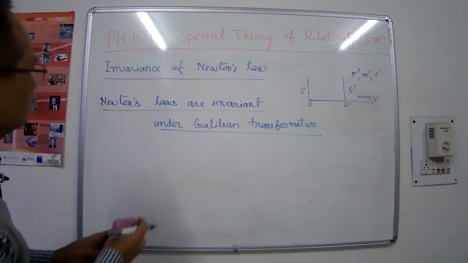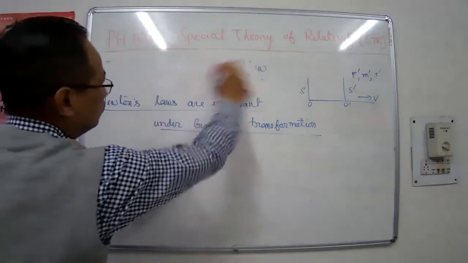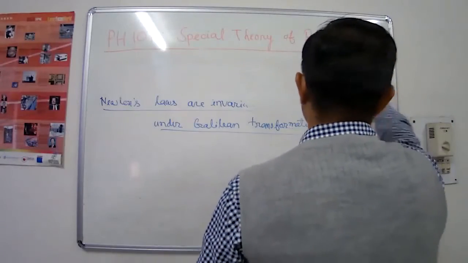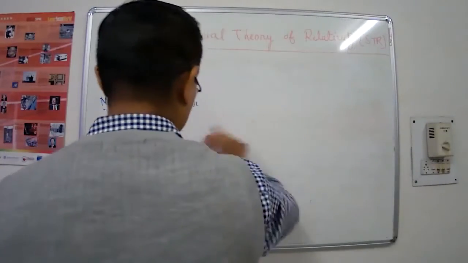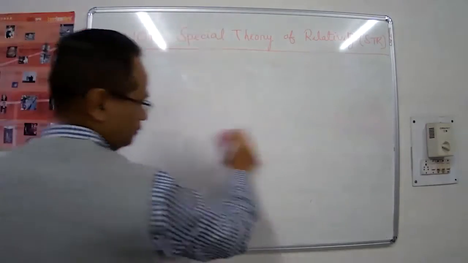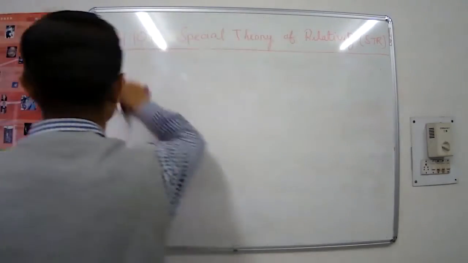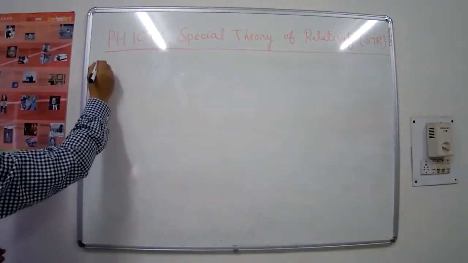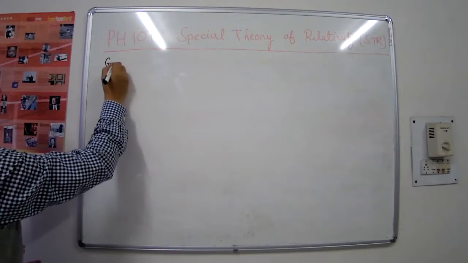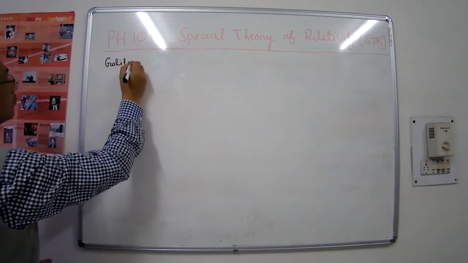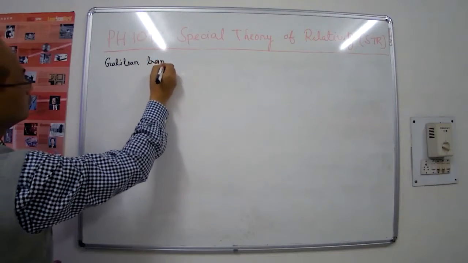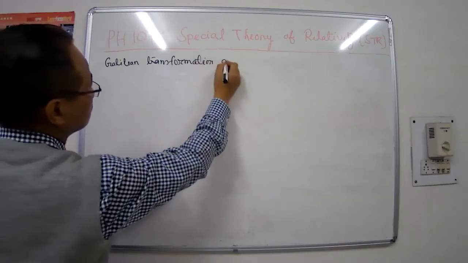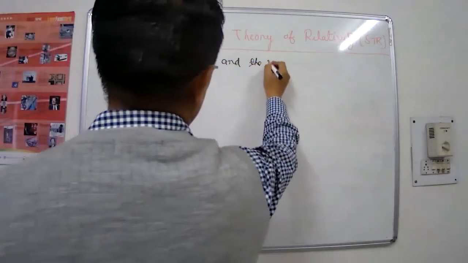So we'll consider now the most significant inconsistency of the Newtonian mechanics: Galilean transformation and the speed of light.